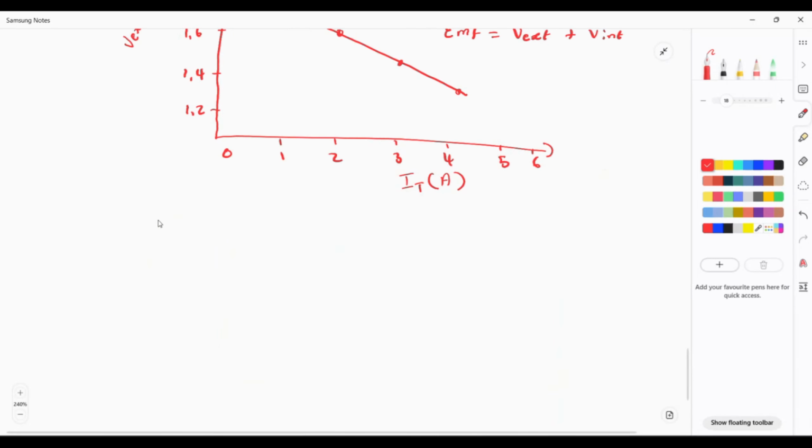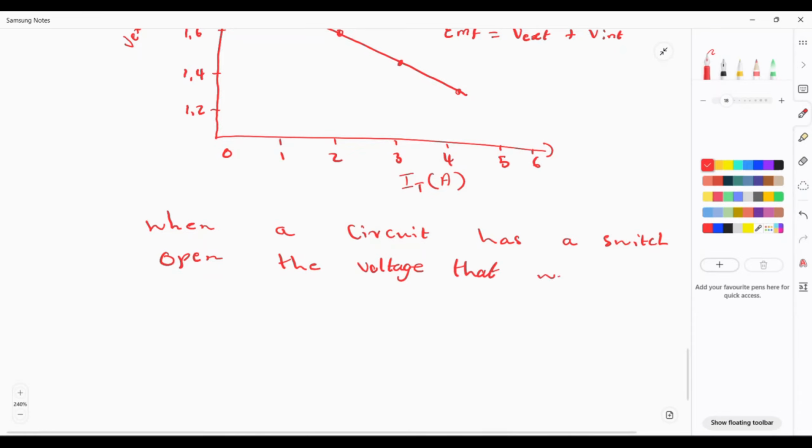When a circuit has a switch open, the voltage that we read is the EMF. You might say, I don't understand why you are bringing this statement in this case.